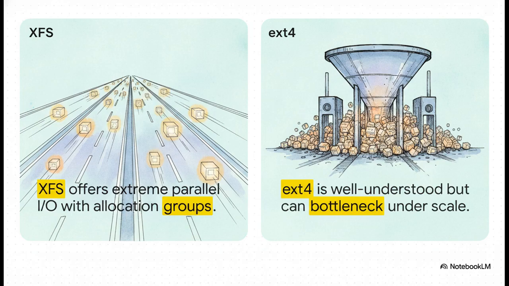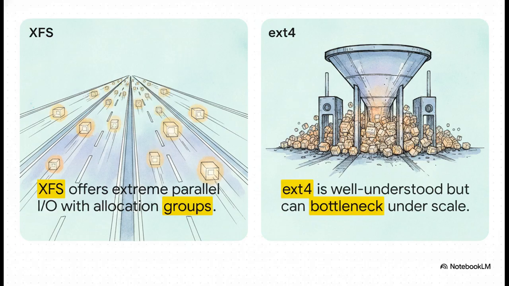Now, what about Linux hypervisors like KVM? Here we see a bit of a split. XFS essentially behaves like multiple independent file systems. It uses something called allocation groups to handle massive concurrency without locking everything up. This makes it absolutely perfect for hosts running dozens of VMs at the same time.